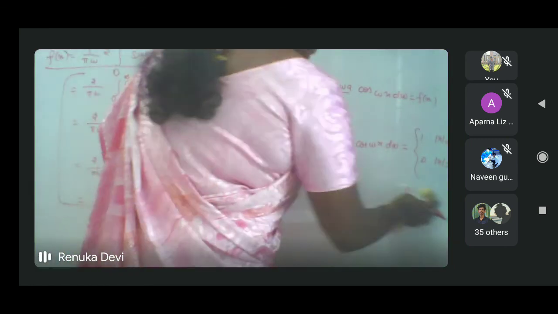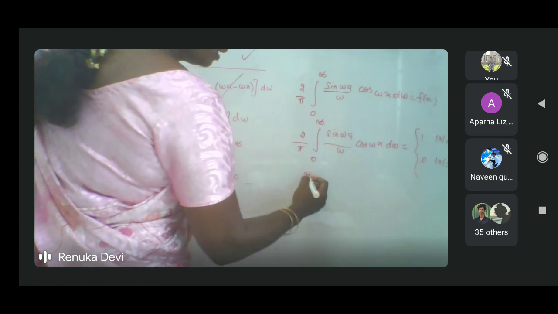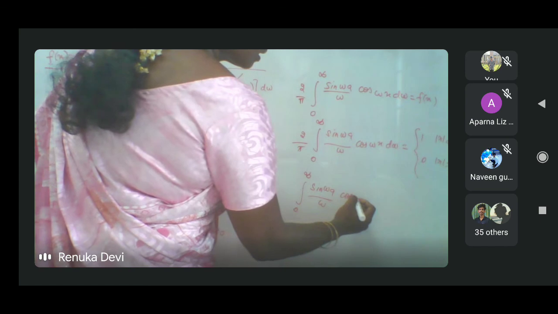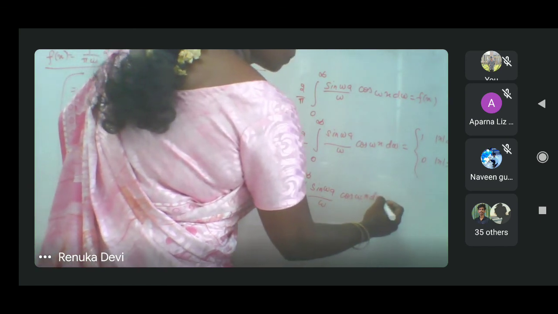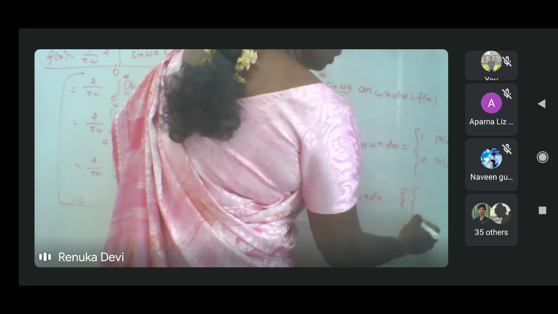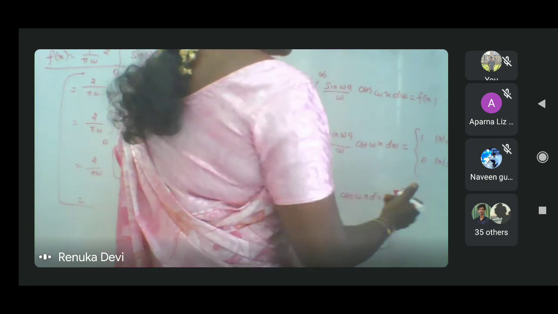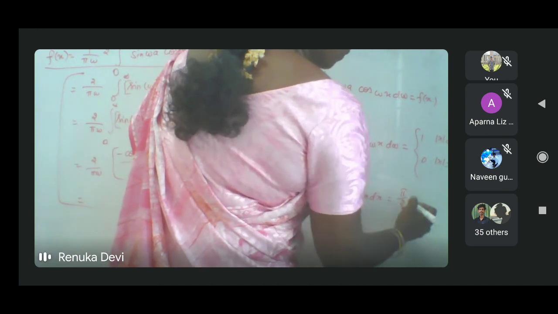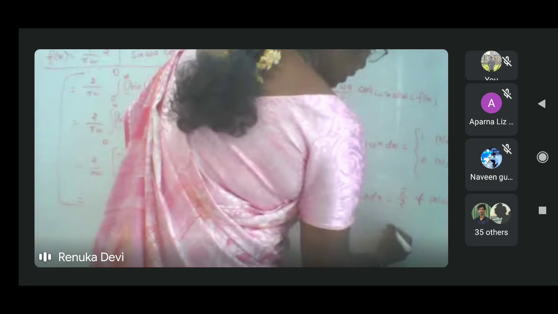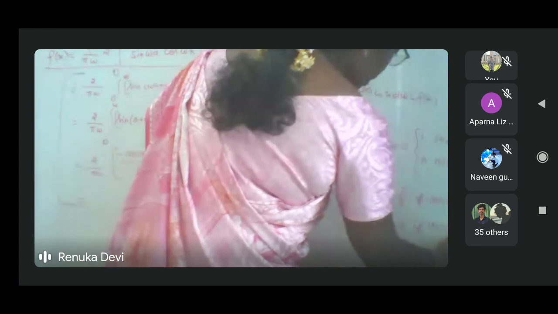So I just write what is f of x. Therefore, this integral 0 to infinity sin wa by w cos wx dw will be pi by 2 into 0 to 1. So this is equal to pi by 2 if modulus x less than a and this is equal to 0 if modulus x greater than a. Is it okay?